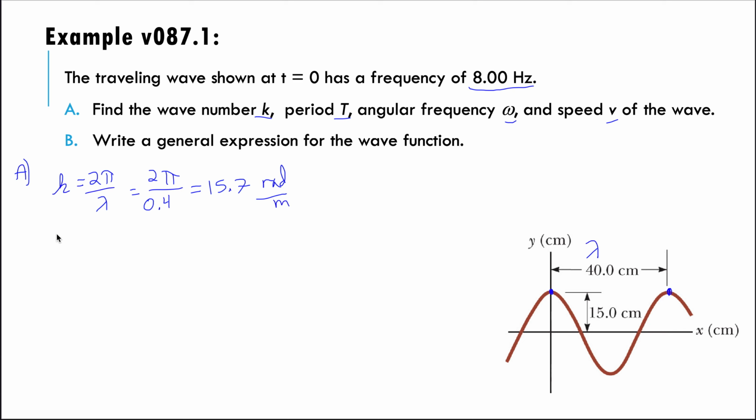Next, we want the period. The period is defined as 1 over the frequency. The frequency was given as 8 hertz. So the period is going to be 0.125 seconds.